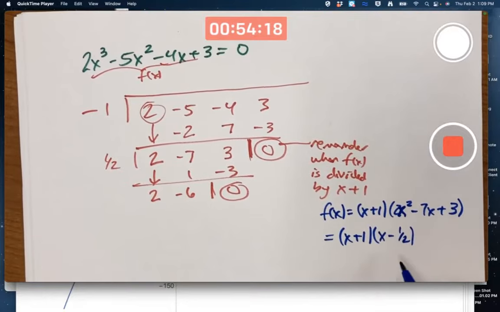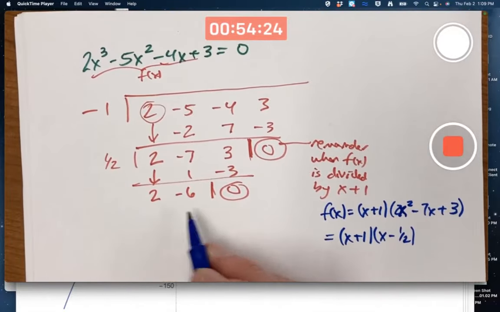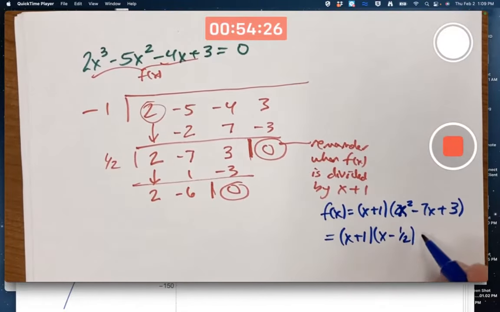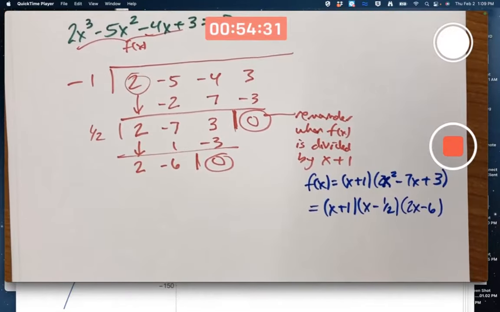We're not used to having fractions in our factorizations, but this would be correct. And then what's left is a linear polynomial with these coefficients, 2x minus 6. And there would be a complete factorization, though it's not the most common way to write it.